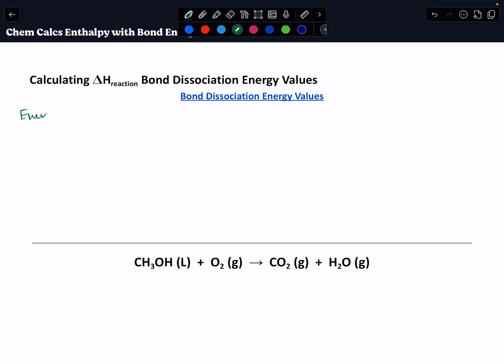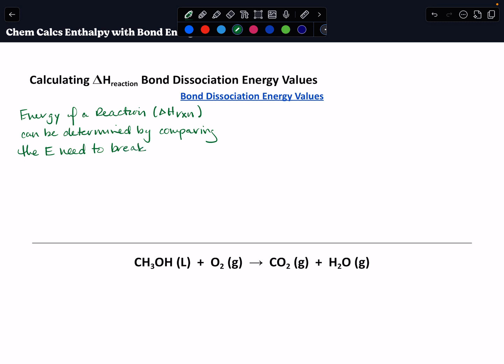So that energy of a reaction, which we call the change in enthalpy of that reaction, can be determined by comparing the energy needed to break reactant bonds to the energy needed to form product bonds. So we can write that as a formula.